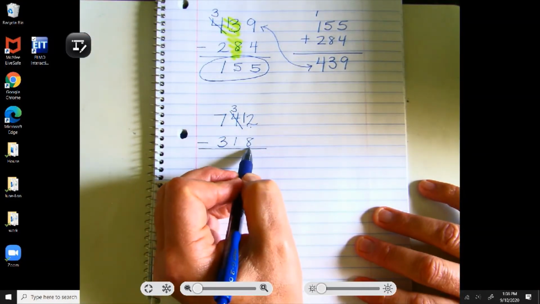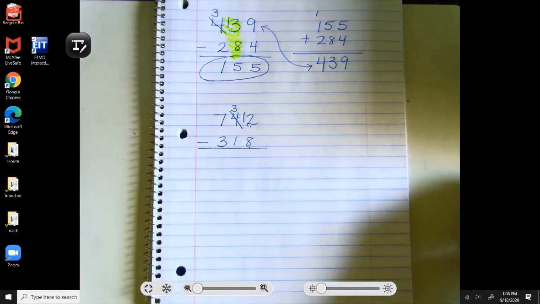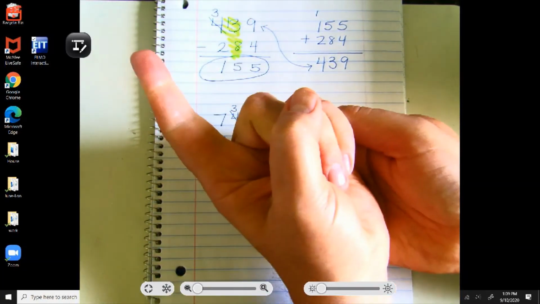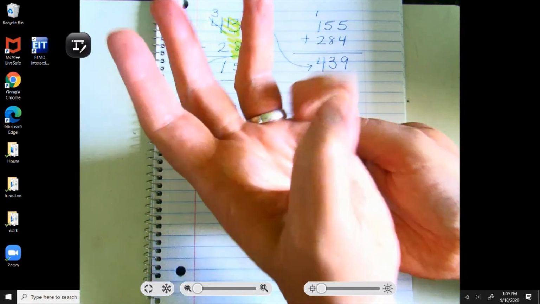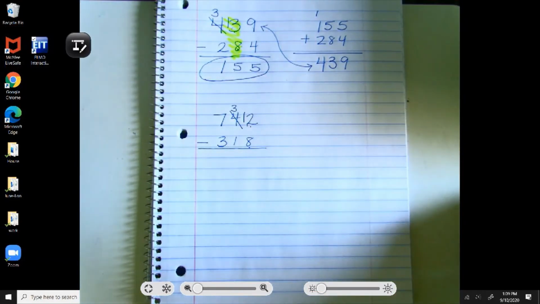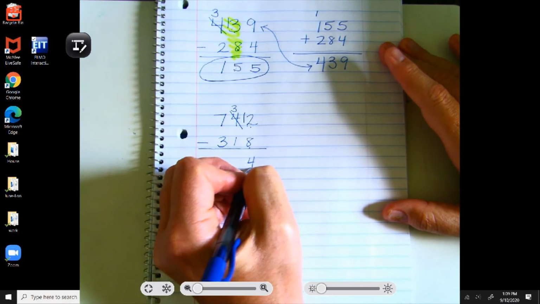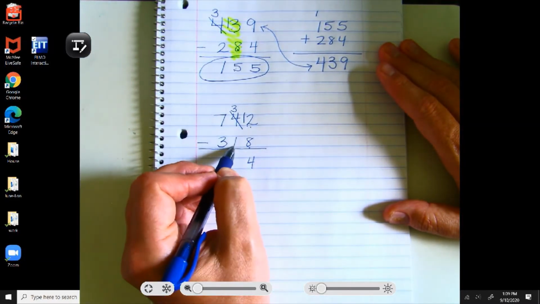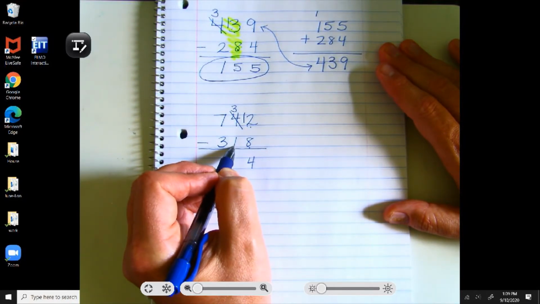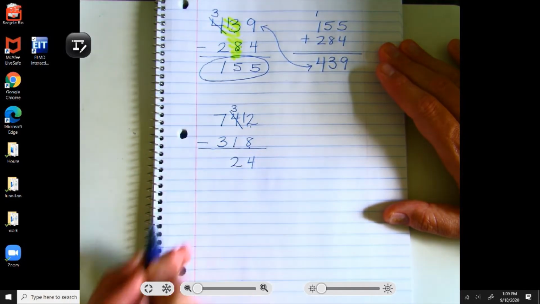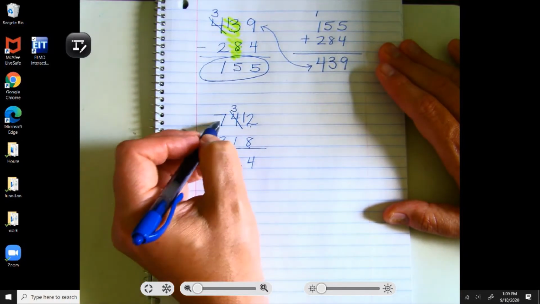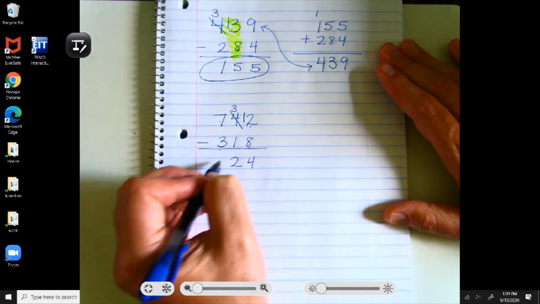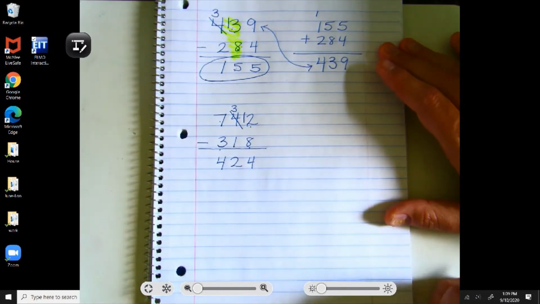12 minus 8. 8, 9, 10, 11, 12. 4. And then I'm moving over here. 3 minus 1 is 2. I can take 1 away from 3. And then 7 hundreds minus 3 hundreds, 4 hundreds.